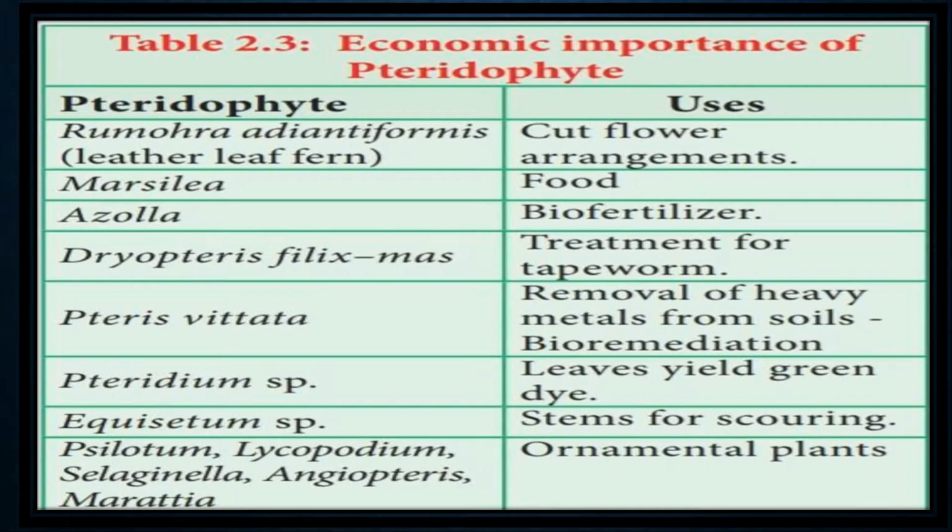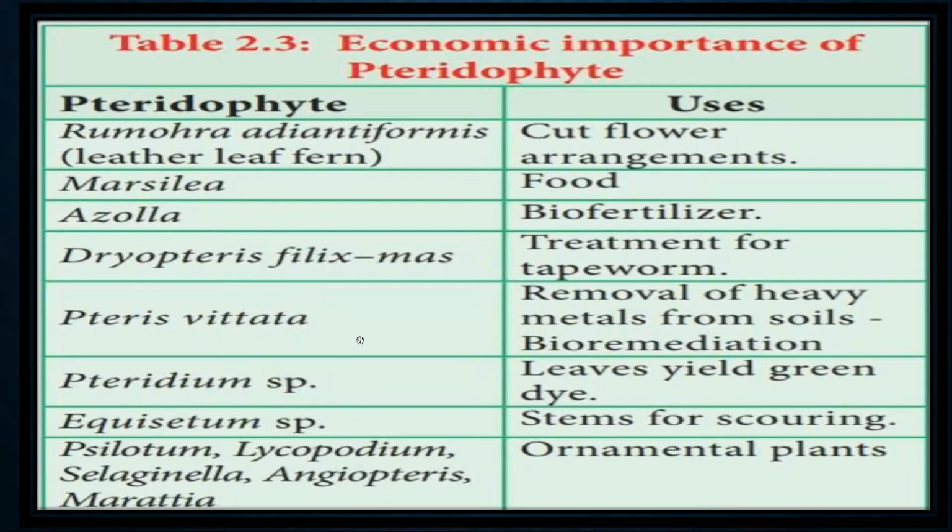Economic importance of pteridophytes. Rumohra adiantiformis, the leather leaf fern, is used to arrange flowers in bouquets, cut flower arrangement. Marsilea is used as food. Azolla is used as a biofertilizer. Dryopteris filix-mas is used in the treatment for tapeworm.